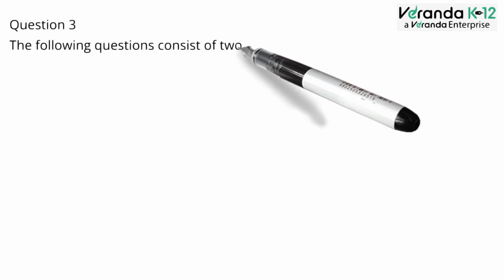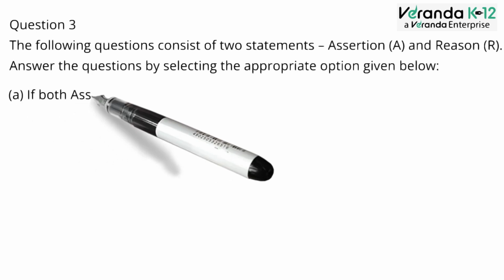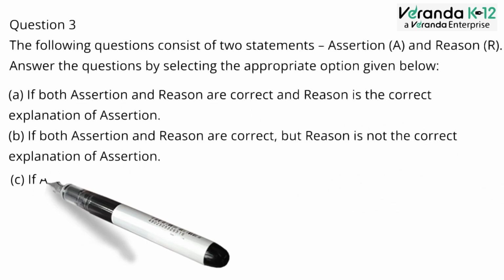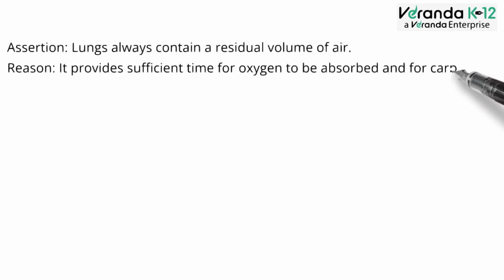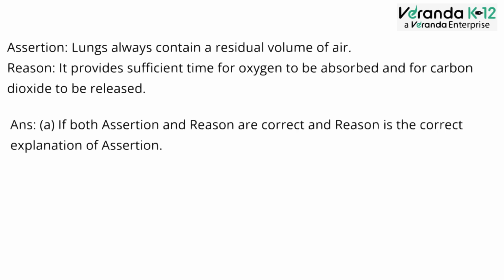Question number 3, reason assertion question. Assertion: lungs always contain a residual volume of air. Reason: it provides sufficient time for the oxygen to be absorbed and for the carbon dioxide to be released. The reason correctly explains why the assertion is true, because the presence of residual volume is crucial for maintaining the structure of the lungs and ensuring efficient gas exchange. So therefore the correct option is A, that is, if both assertion and reason are correct, and reason is a correct explanation of assertion.